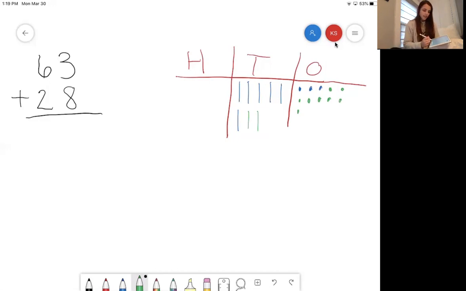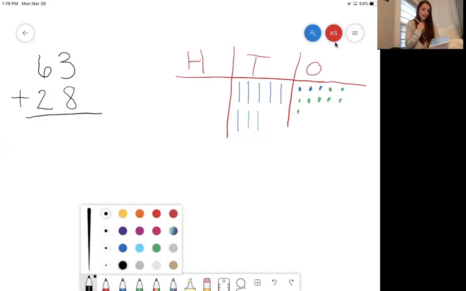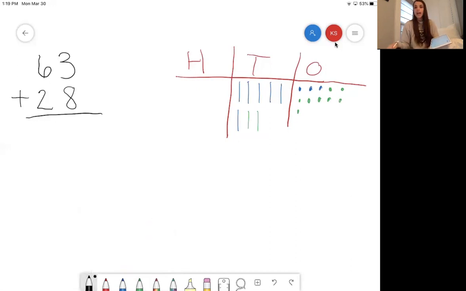Now I'm going to see if I can do any regrouping. I know that if I have 10 ones, it will represent 1 ten. Can I do any regrouping in my ones? Yes, I can. I see a group of 10. 1, 2, 3, 4, 5, 6, 7, 8, 9, 10. I'm going to lasso up those ones and move it to my tens column. Cross it off so I don't get confused.